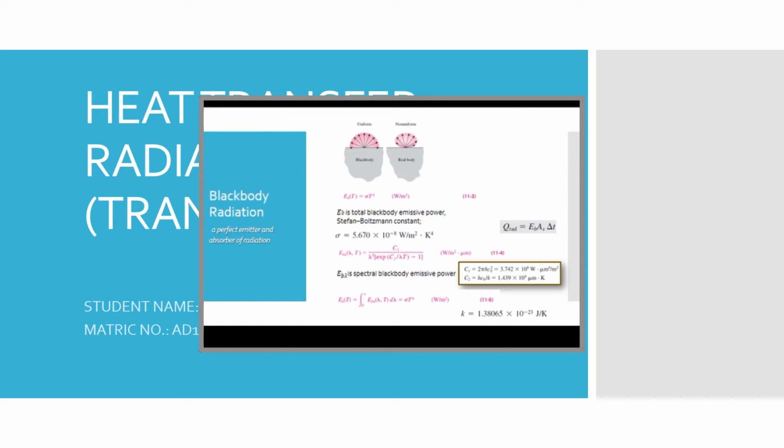Sometimes we need to know the spectral black body emissive power, which is the amount of radiation energy emitted by a black body at an absolute temperature T per unit time, per unit surface area, and per unit wavelength about the wavelength λ. The relation for spectral black body emissive power, known as Planck's law, can be expressed as equation 11.4. The integration of the spectral blackbody emissive power over the entire wavelength gives the total emissive power, as shown in equation 11.6.